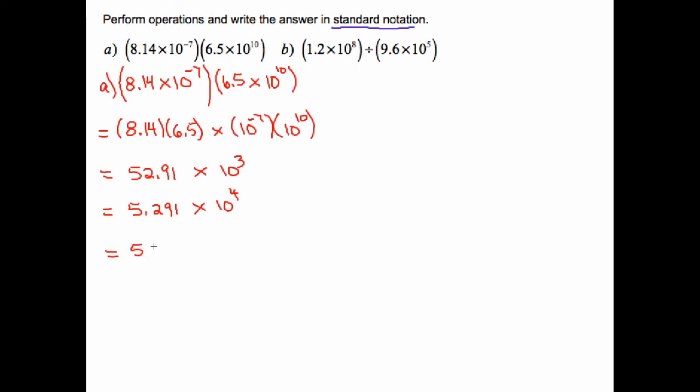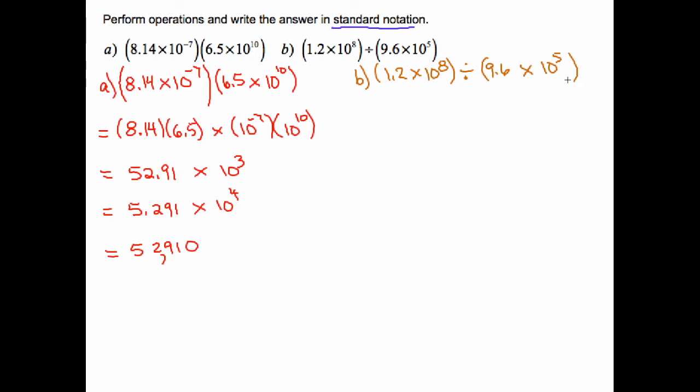And I have 5, and if I slide it to the right 4 places, I have 2910, or 52,910. And for part B, again, I have these two numbers that are now being not multiplied but divided, but each number is in scientific notation. I have 1.2 times 10 to the 8th, not multiplied but divided by 9.6 times 10 to the 5th. And I'll put in my parentheses.